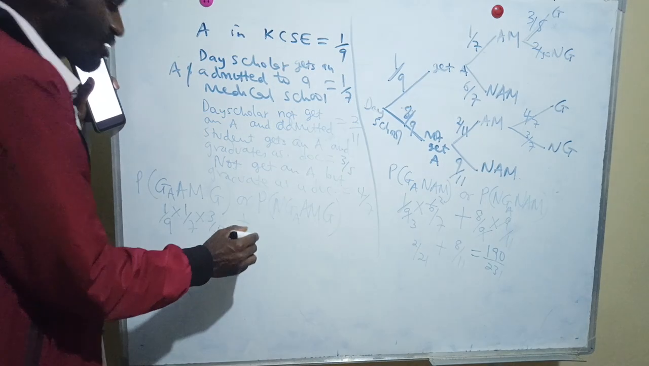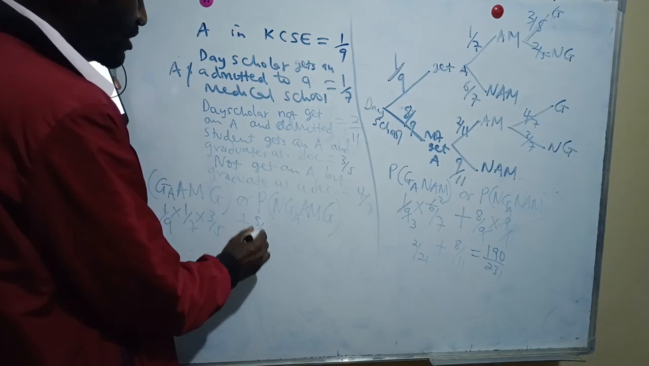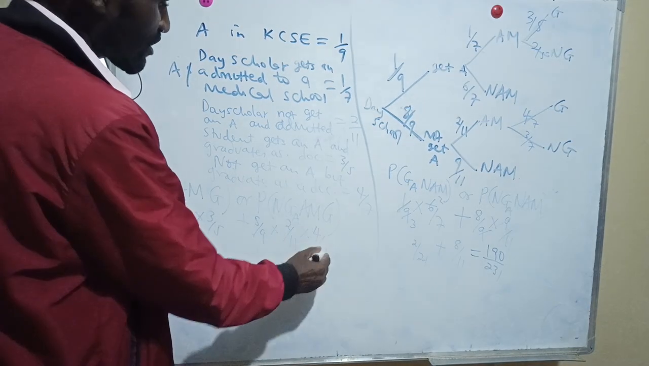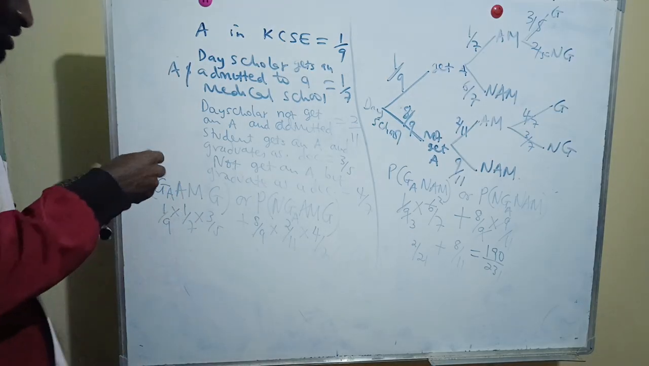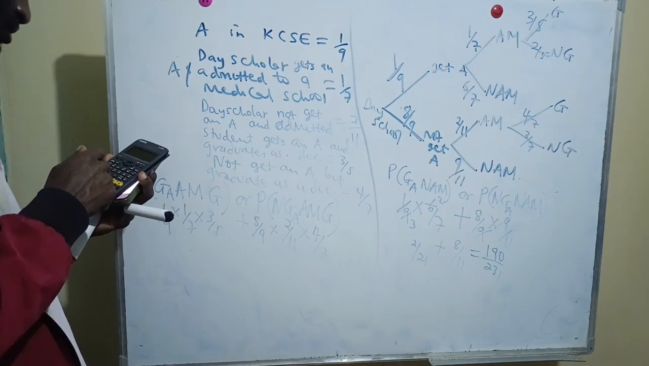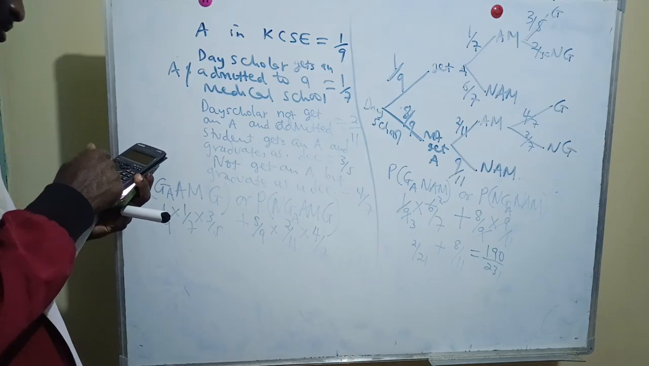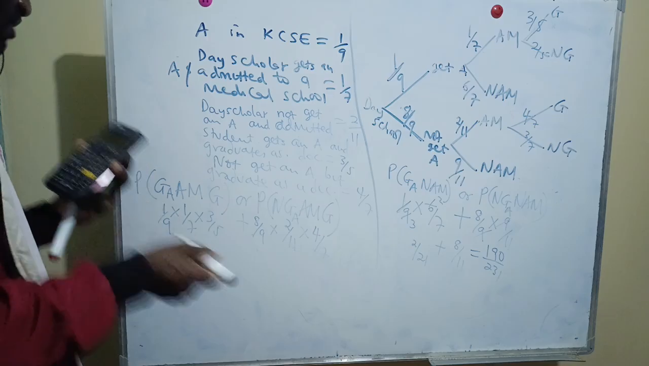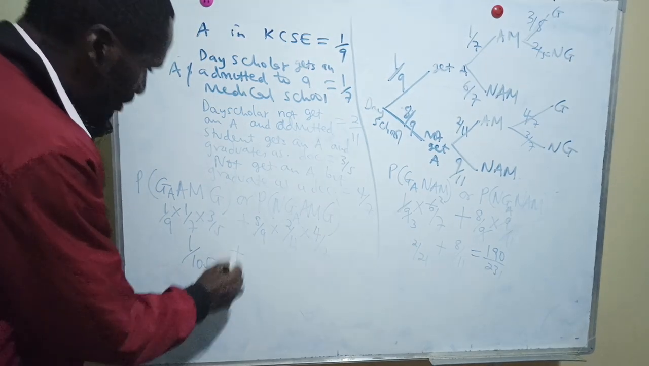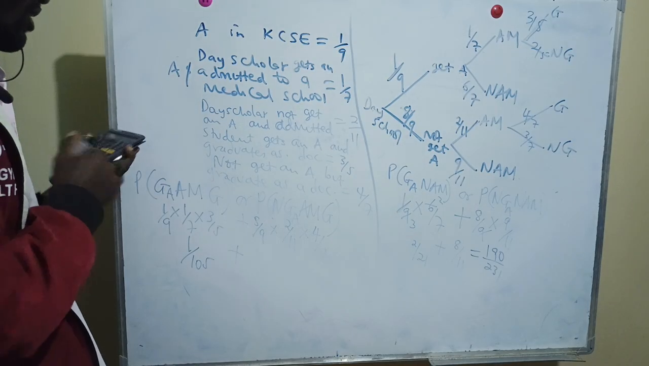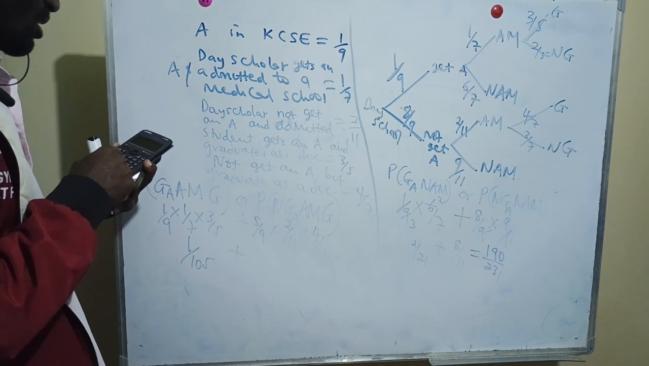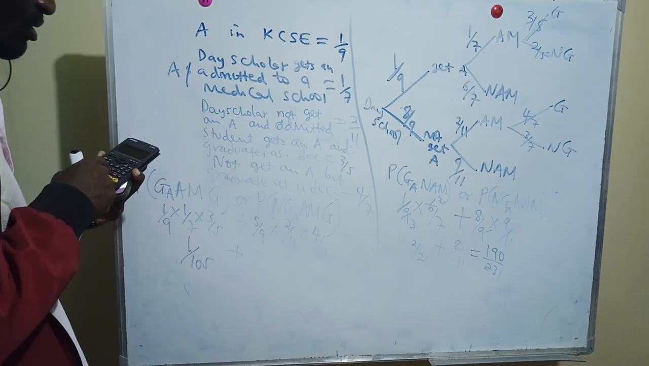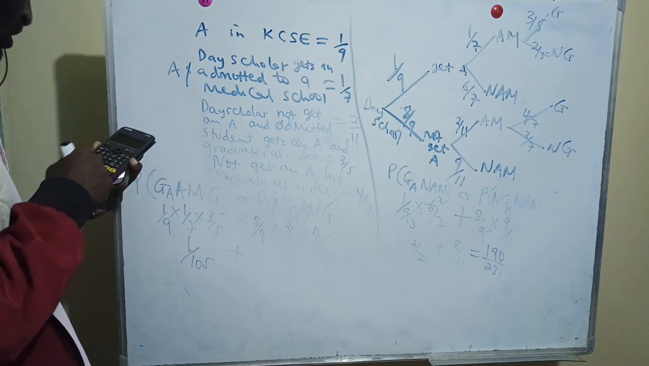Or come here, not get an A, 8 over 9, multiplied by admitted to a medical school 2 over 11, multiplied by graduate as a doctor 4 over 7. Wow, it's a very easy question. So you come here and say 1 over 9, multiplied by 1 over 7, multiplied by 3 over 5. Then say plus, so there can be only two options for that matter. Then you can actually have 8 over 9, not get an A, admitted to medical school, that is 1 over 7, times 2 over 11. So 8 over 9.